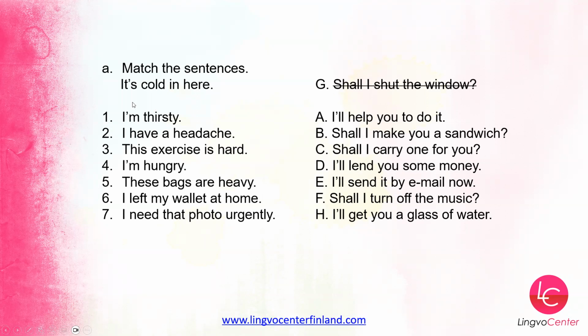So now let's take a look at the second sentence. I mean the first sentence instead of the zeroth. Zeroth, yes. So, I'm thirsty. Let's take a look at all of these sentences. I will help you to do it. I'm thirsty. I'll help you to do it. That makes no sense. So B, shall I make you a sandwich? Well, I was thirsty, so no thank you. I don't want a sandwich. I want something to drink. Shall I carry one for you?